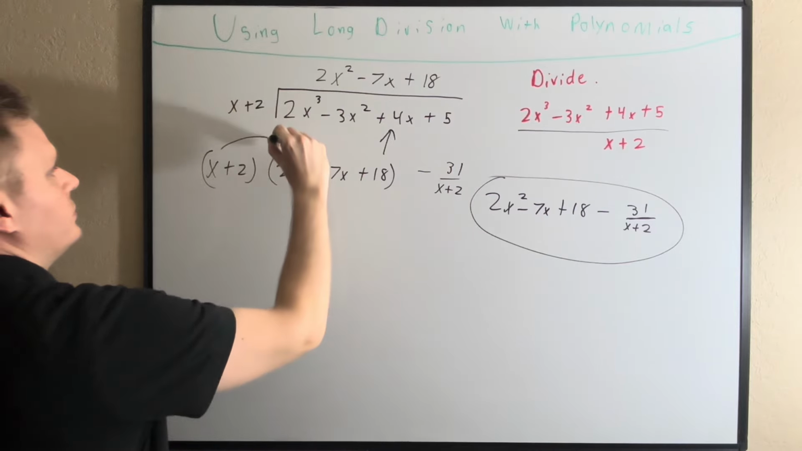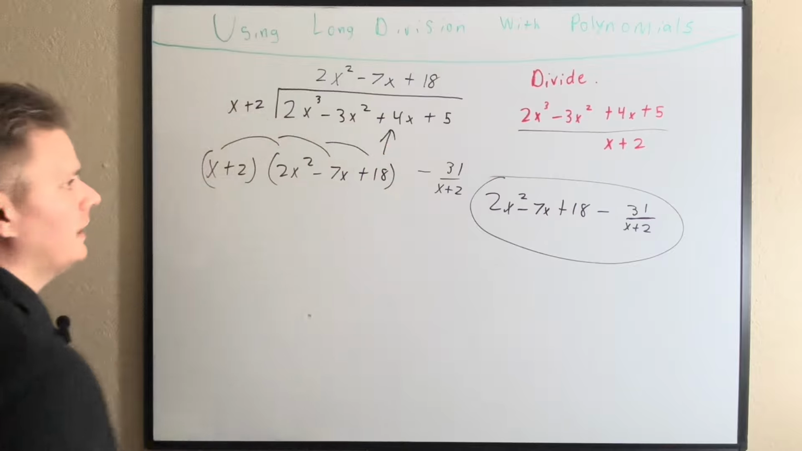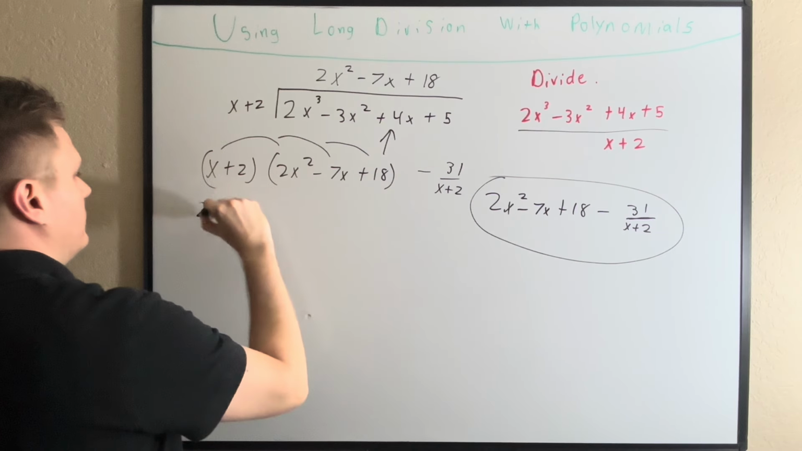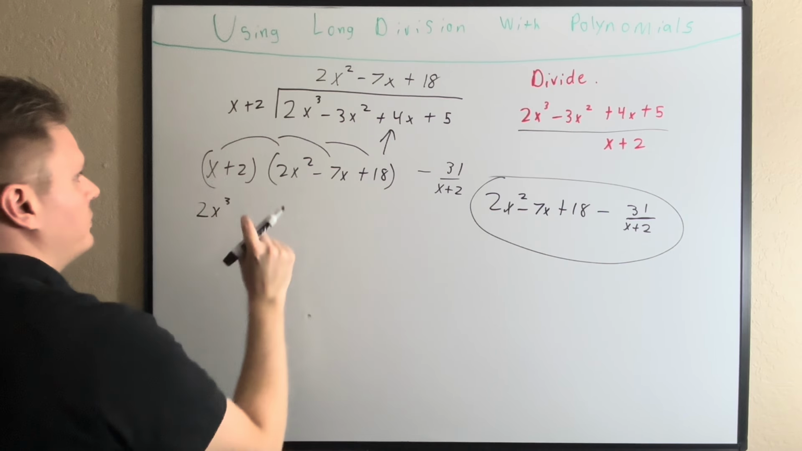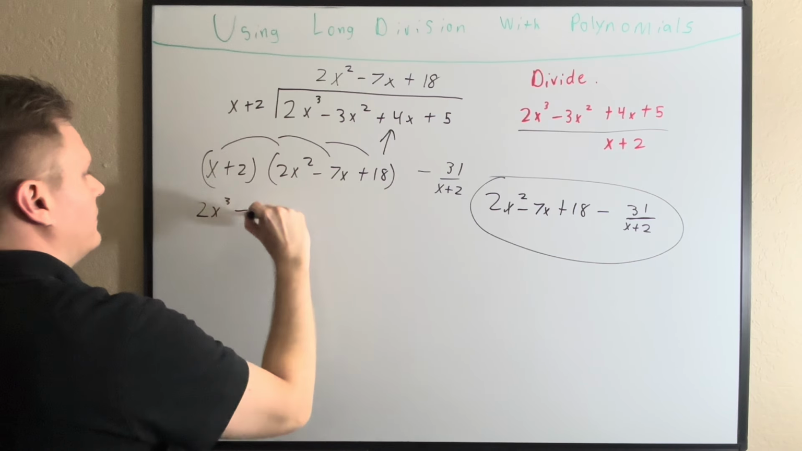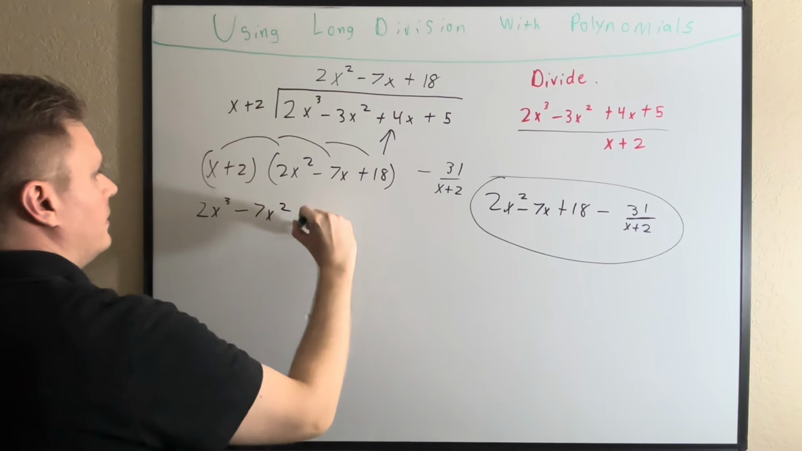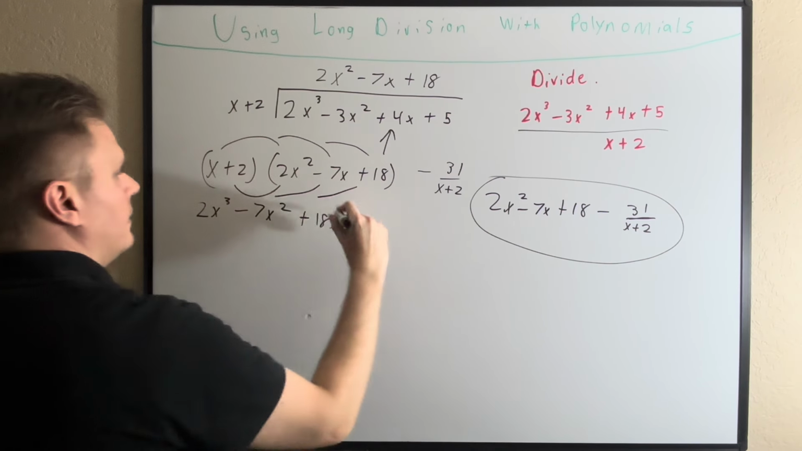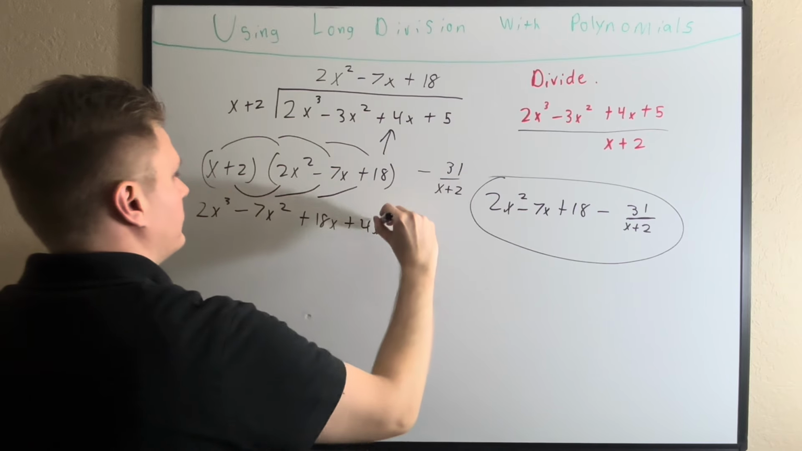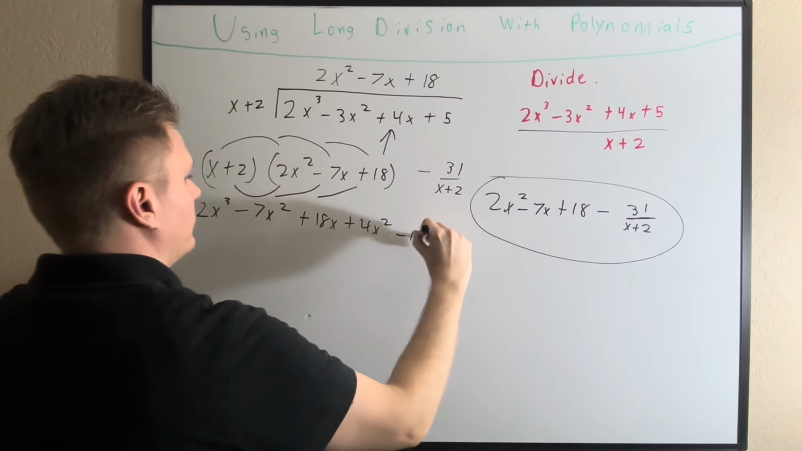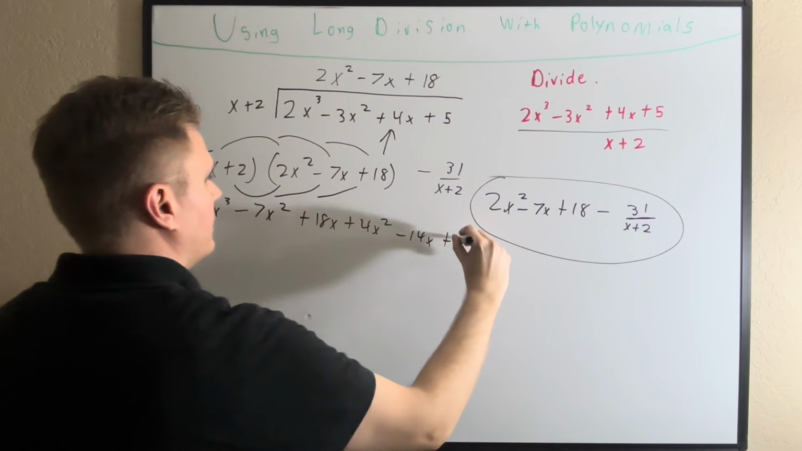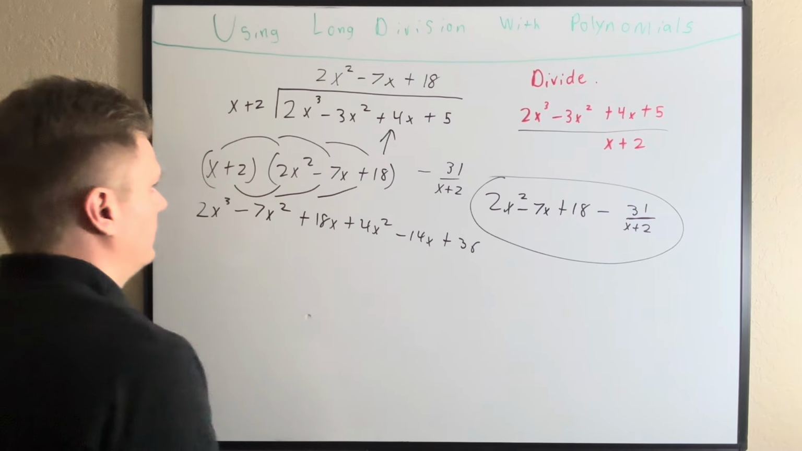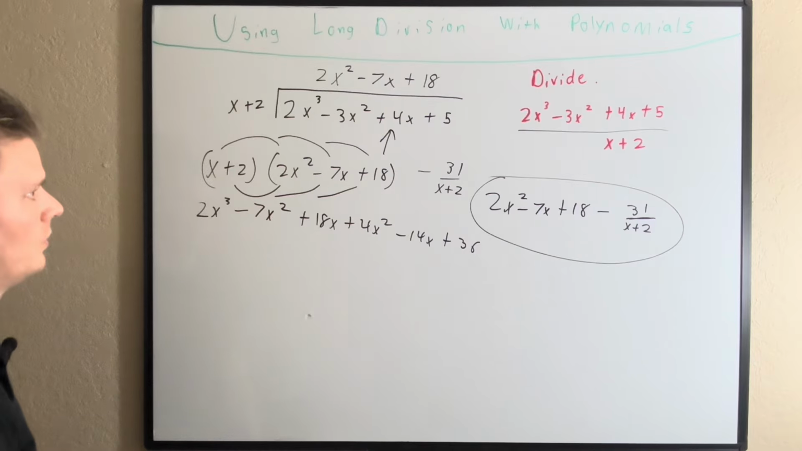We have to distribute the x, right? Because we're multiplying polynomials together. So we got what? 2x cubed, looking good so far, minus 7x squared plus 18x. Now, the next term, plus 4x squared minus 14x plus 36, right?